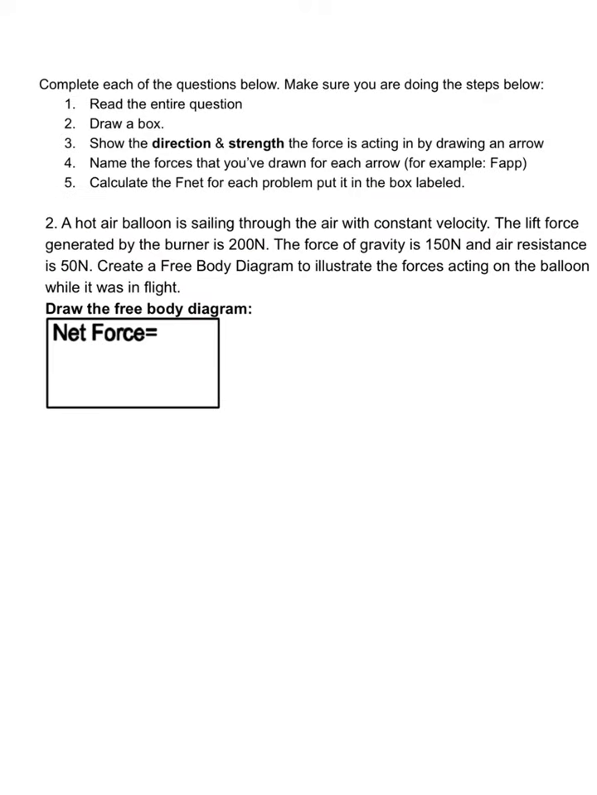Alright, problem number 2. A hot air balloon is sailing through the air with constant velocity. The lift force generated by the burner is 200 newtons. The force of gravity is 150 newtons, and air resistance is 50 newtons. Create a free body diagram to illustrate the forces acting on the balloon while it was in flight. Alright, so going back to the beginning of the problem, it says that there is a lift force generated by the burner that's 200 newtons. So lift force is going up 200 newtons.